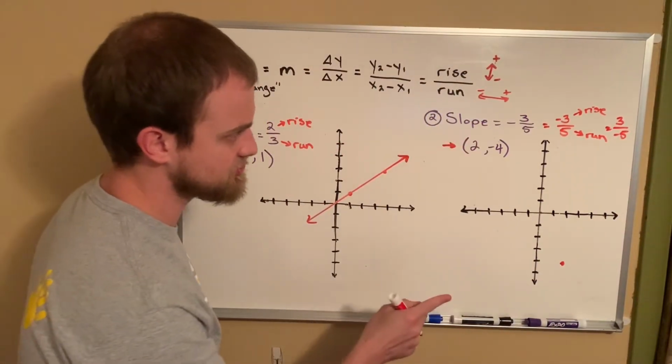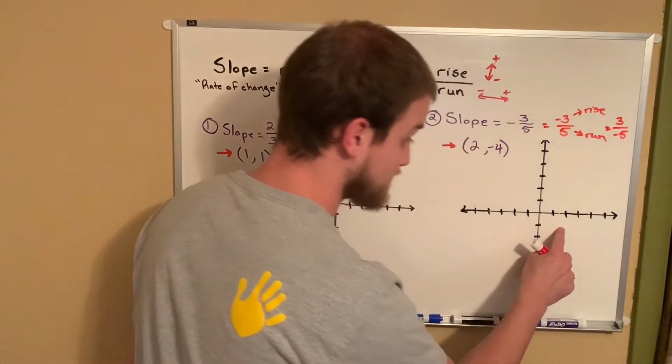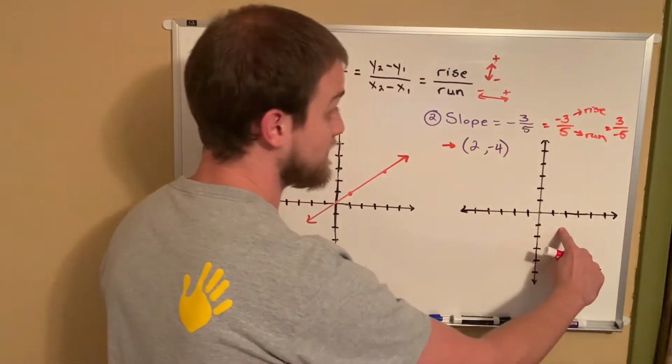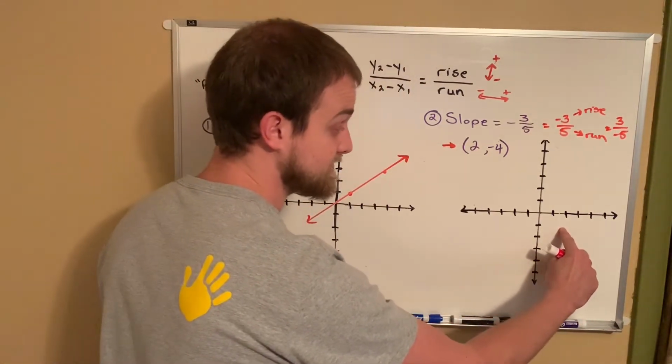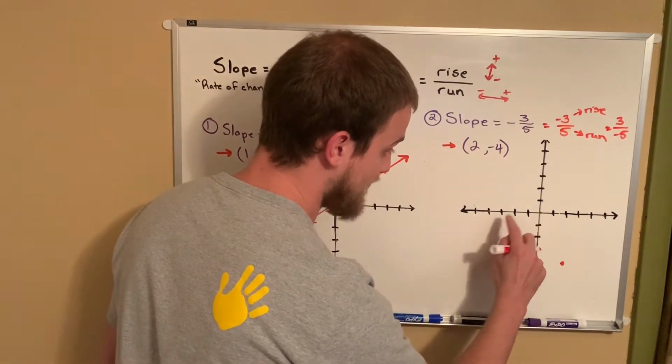So let's try this. Let's try rising 3. Well, let's rise 1, 2, 3. Good. I'm still on my graph. And now we're going to run -5. Well, running negative means I need to move to the left. So 1, 2, 3, 4, 5.